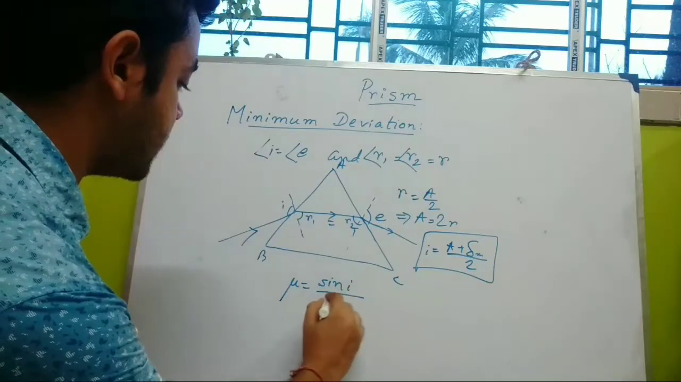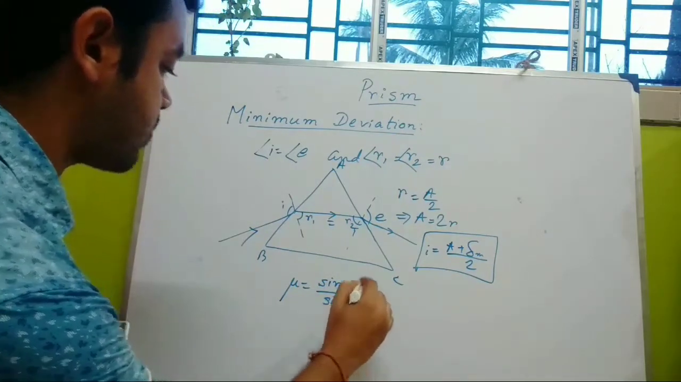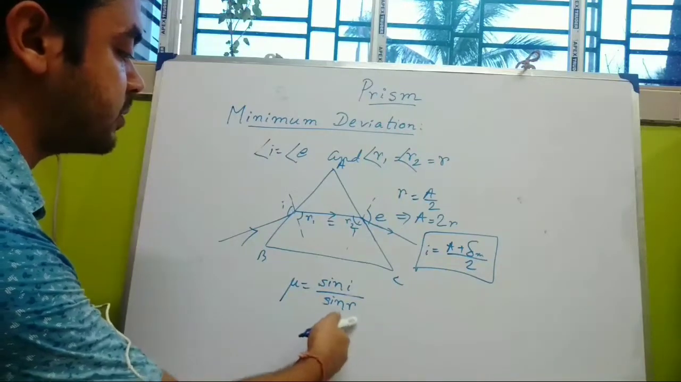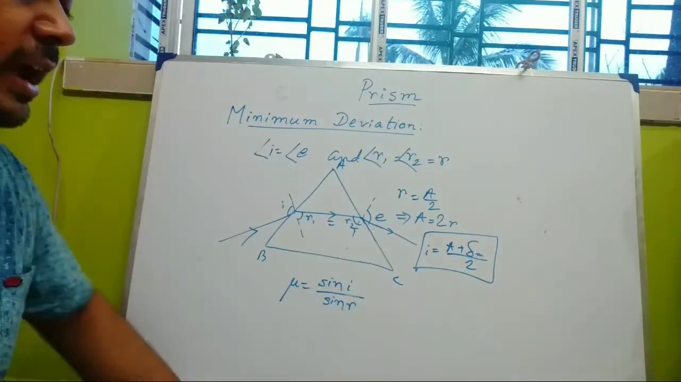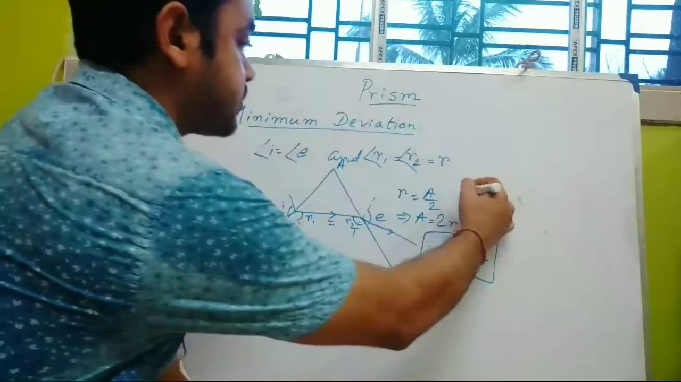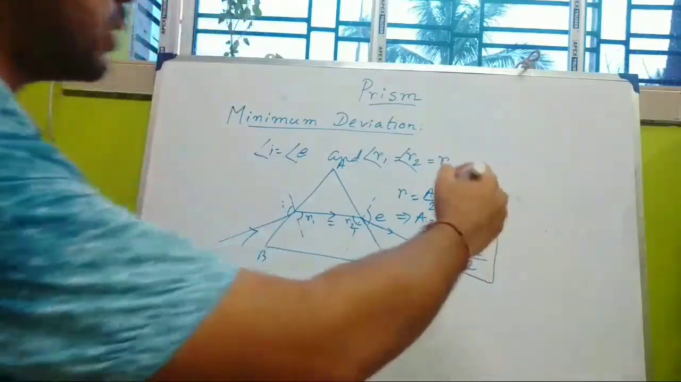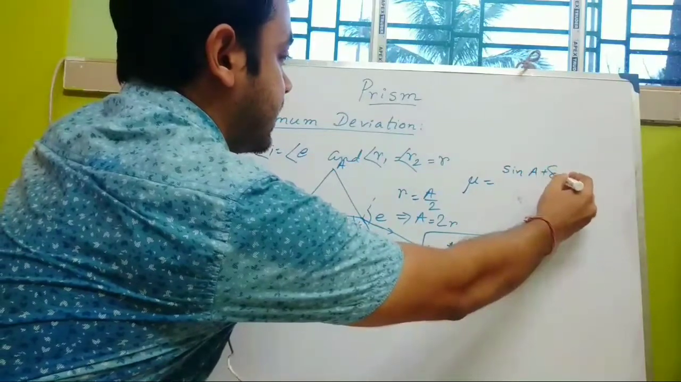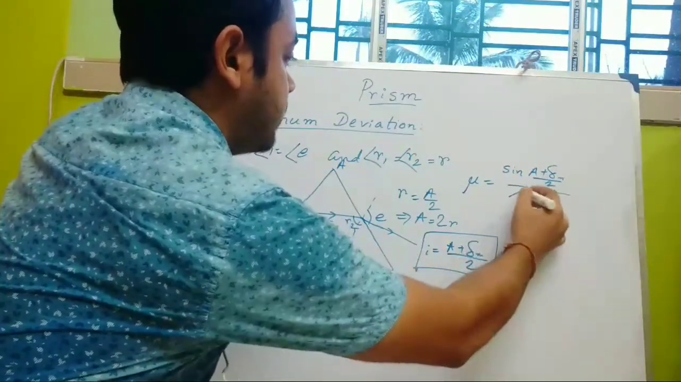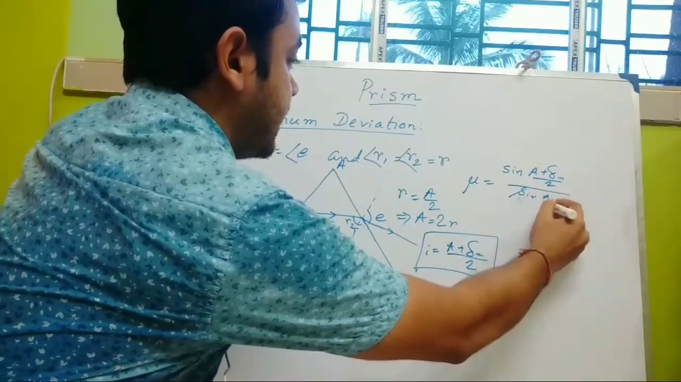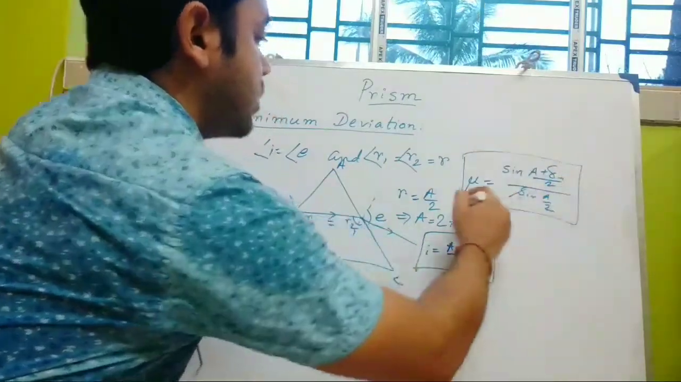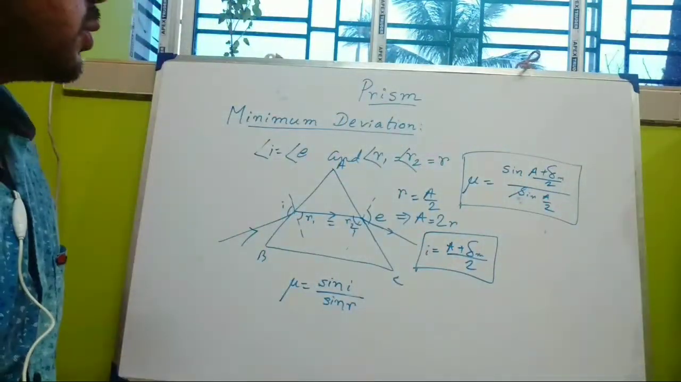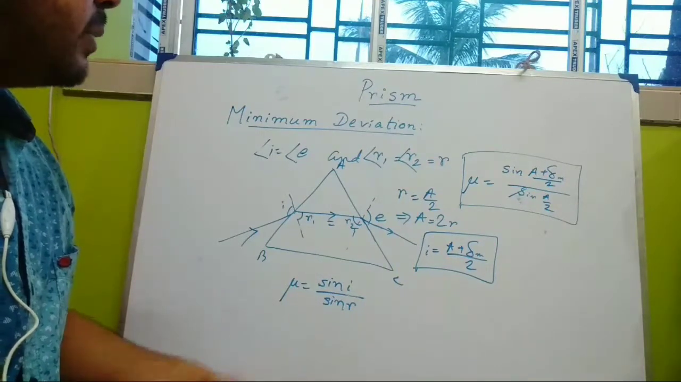And the value of mu will be equal to sine I by sine R, sine of the angle of incidence divided by the sine of the angle of refraction. And the most important formula is mu will be equal to sine of A plus delta M by 2 divided by sine A by 2. This is also a very important formula for your numerical problems. All these formulae can be derived.